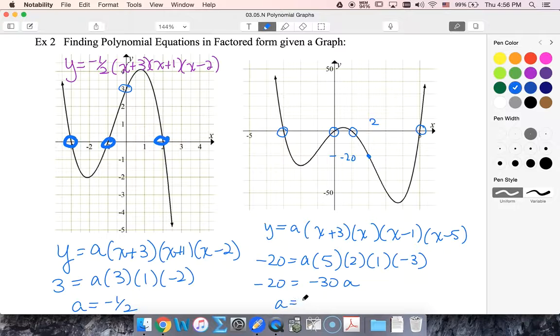So my a value must be positive 2/3. So then my equation, 2/3(x + 3), and rather than writing x minus 0 or just x, I'm going to put that x in the front. So y = 2/3 x(x + 3)(x - 1)(x - 5).